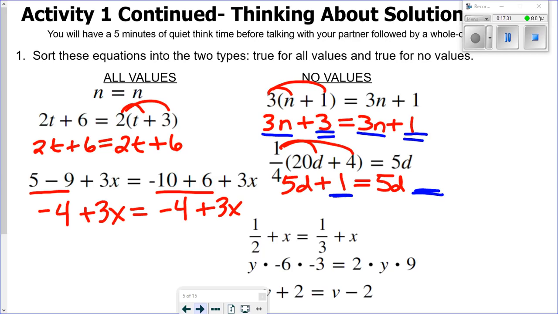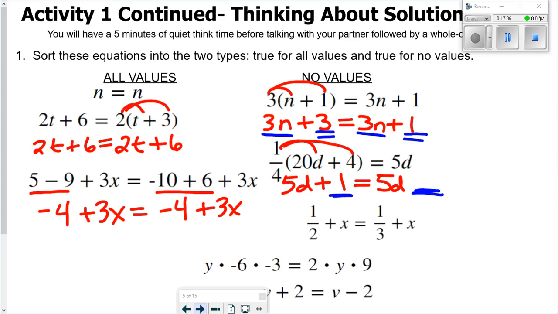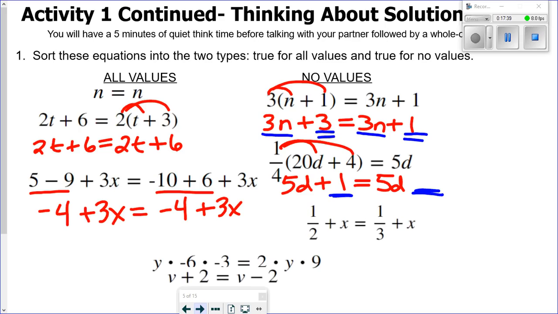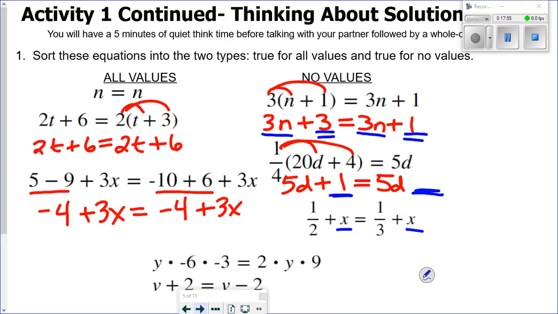1/2 plus x equals 1/3 plus x. I'm going to go ahead and place this one in the no values category. Just as in the other examples above, I actually don't even have to distribute because there's no parentheses, but I should be able to tell that these are not balanced on both sides. Yes, they both do contain an x, which makes that portion balanced. However, I know that 1/2 will never be equivalent to 1/3. Those are two different numbers.